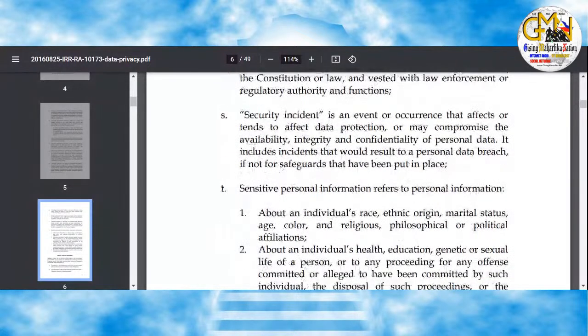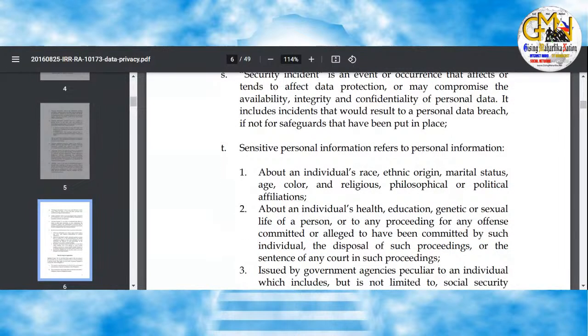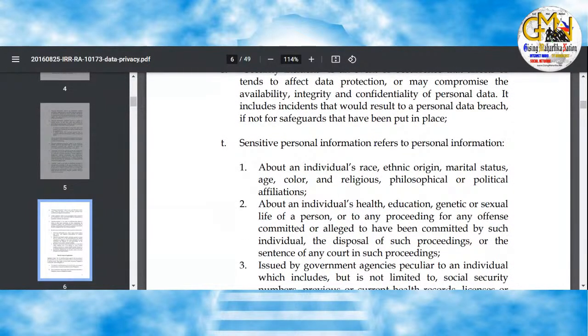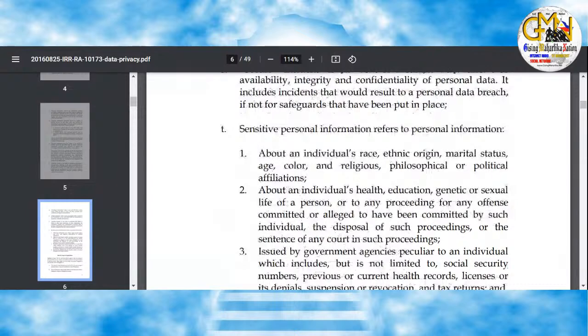Letter S, security incident is an event or occurrence that affects or tends to affect data protection or may compromise the availability, integrity, and confidentiality of personal data. It includes incidents that would result in a personal data breach if not for safeguards that have been put in place. T, sensitive personal information refers to personal information.